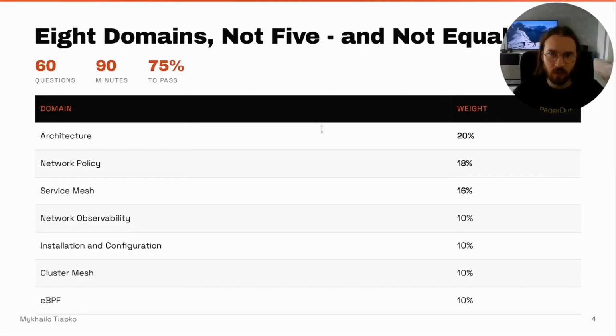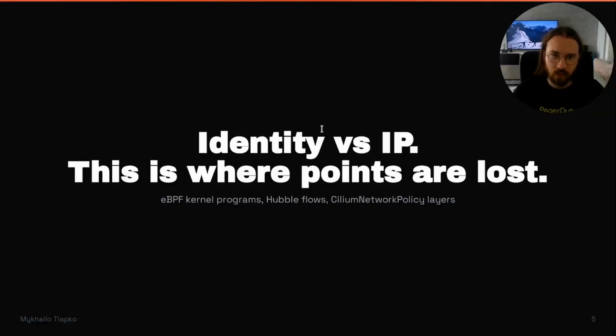So study according to the weights. The mistake is pouring hours into eBPF internals and BGP, while under-preparing service mesh, which is worth nearly 3 times as much as BGP. Identity versus IP is where a lot of points get lost on the exam. Keep that framing in mind for everything that follows.